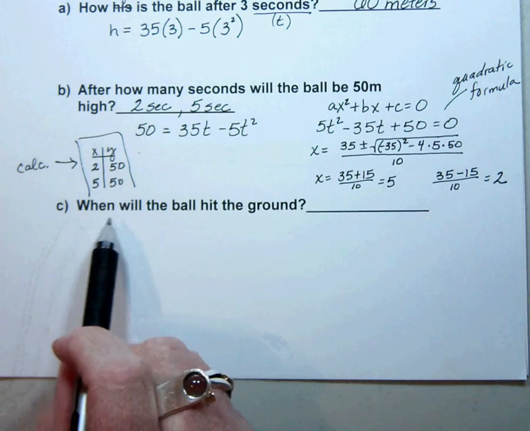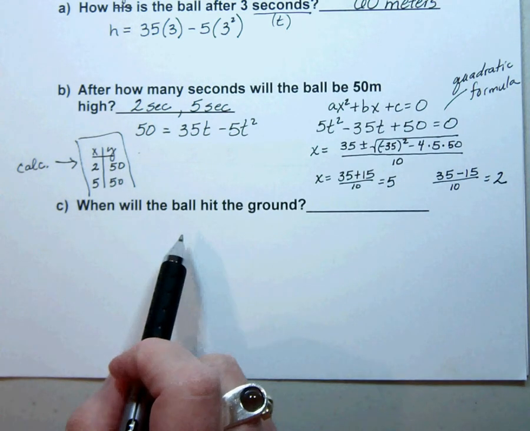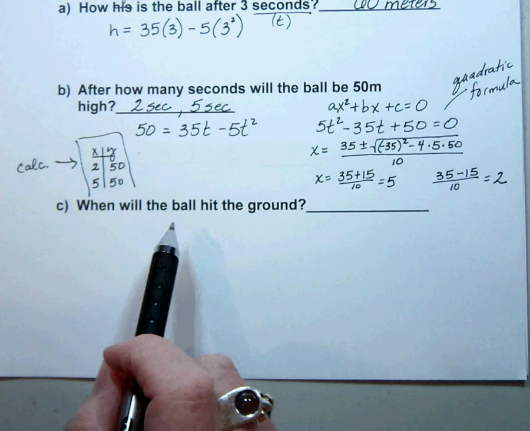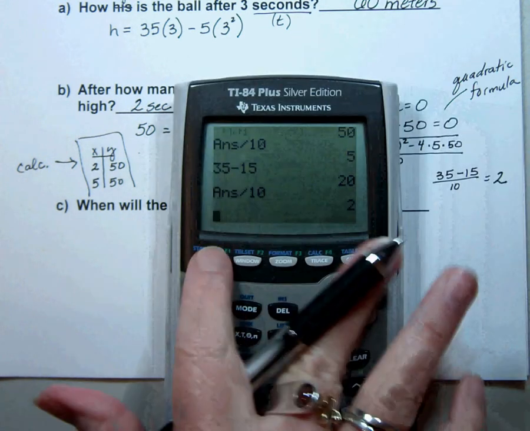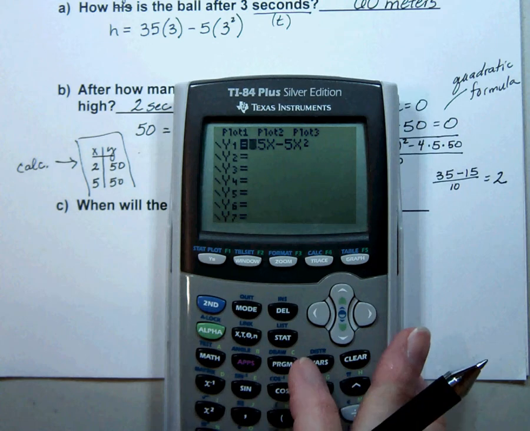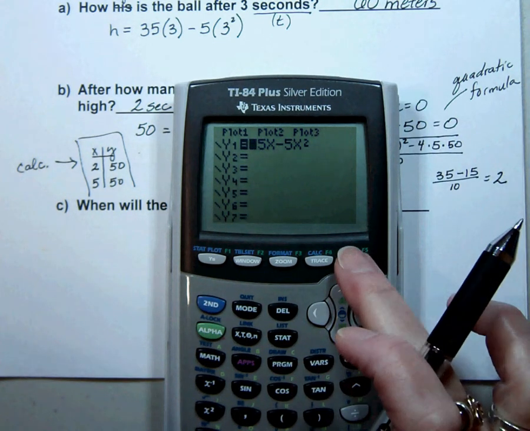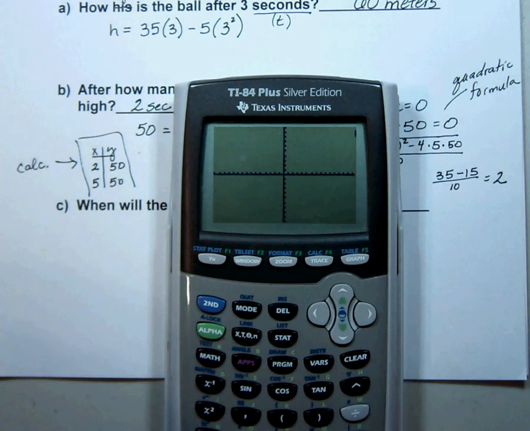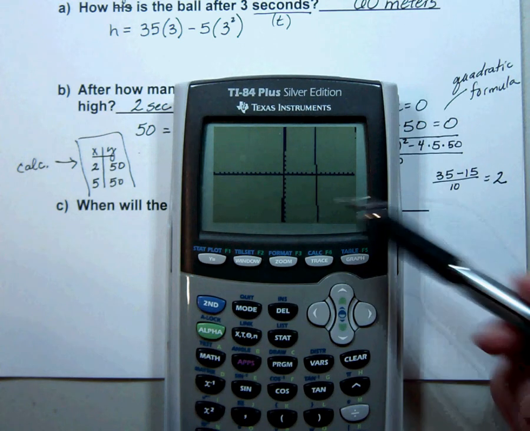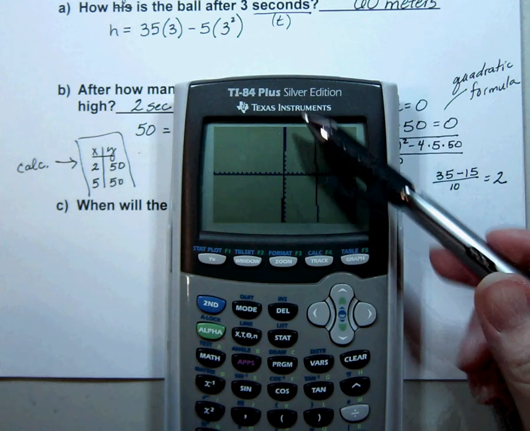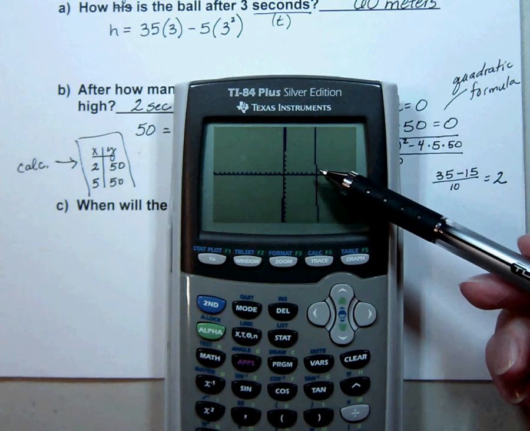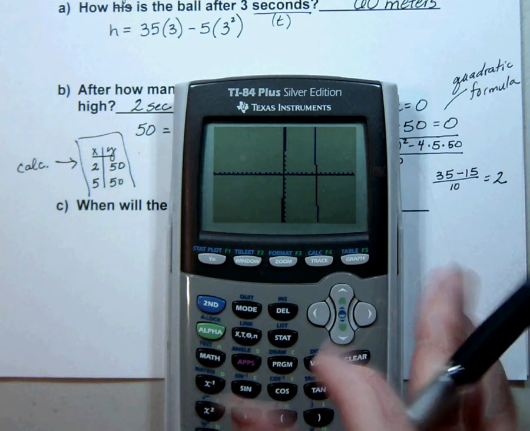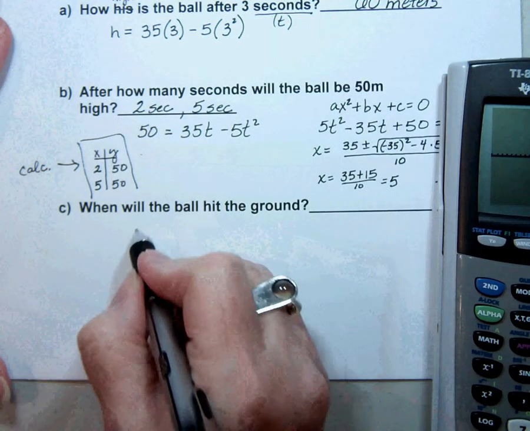Okay, C says, when will the ball hit the ground? Remember, the ground is the x-axis. So let's go back. I've kept it in y equals, and I put in this equation, so let's graph this. Alright, we can't really tell in the calculator how high it went, but we can see where it's hitting the ground. And if you want to go into the table, let's draw our table on this.